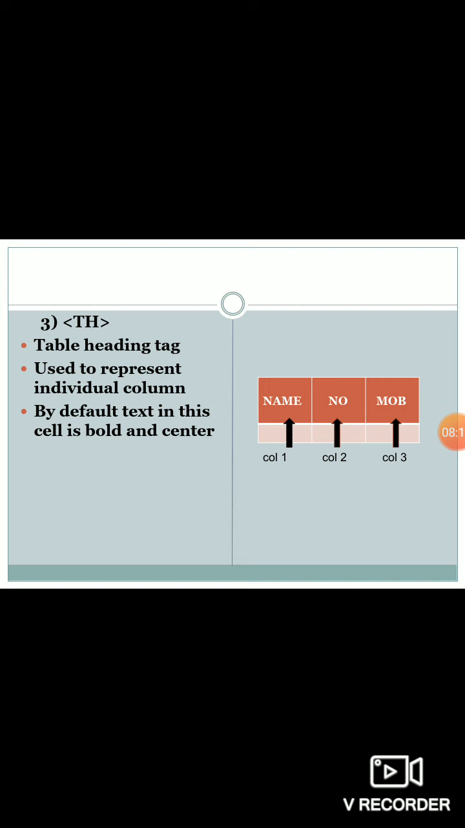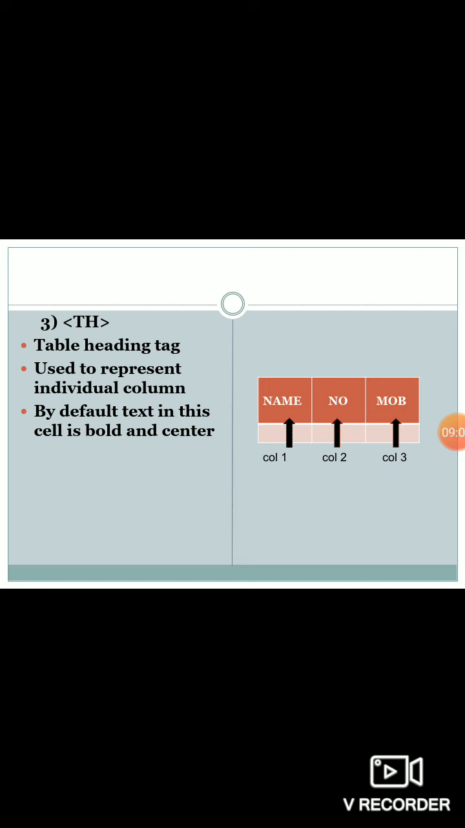Next thing is what, my TH. Now either I can use TH tag or TD tag to put the data in the particular column. Both TH and TD tags are used the same. Just the display or presentation of the particular data is different. So if I am using the tag TH, TH stands for table heading tag, which is basically used to represent individual column. So TH tag will always print the text in the particular column in bold and in the center of the particular column.